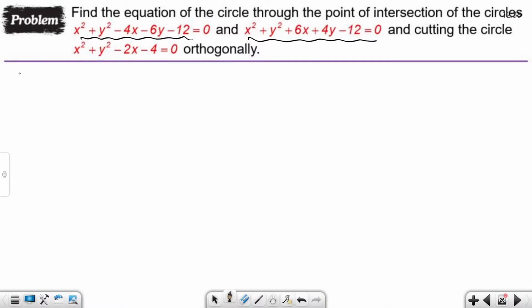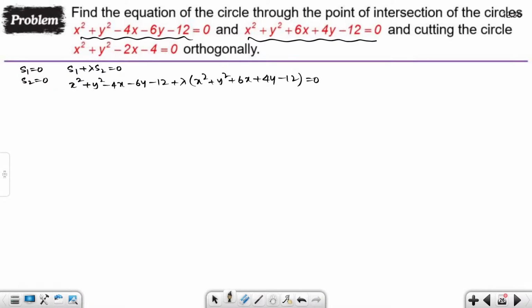Any circle which is passing through the point of intersection of two circles, we know that its equation is S1 plus lambda times S2 equals 0. Therefore, the equation of any circle passing through the point of intersection of these given two circles is given by... Yes or no?